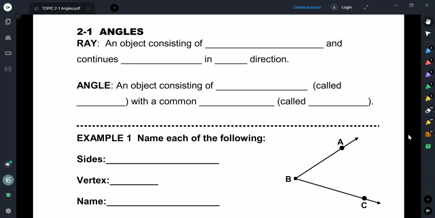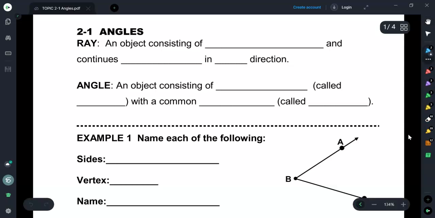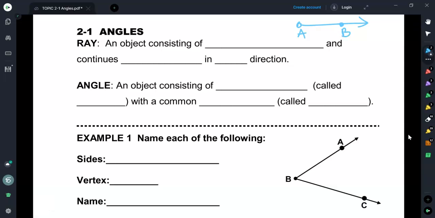So, when we talk about angles, first of all, let's look at what a ray is. We've talked about rays; they go back to the very beginning of the course, when we talked about an object that has an endpoint, or what we call an initial point, and continues infinitely in one direction. So it's an object consisting of a point and a direction. And we call this, again, an endpoint, or it's also called an initial point.